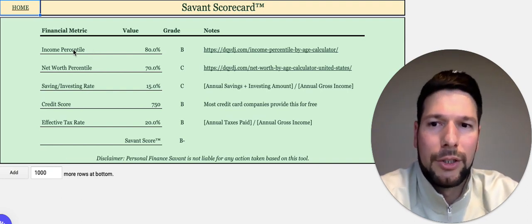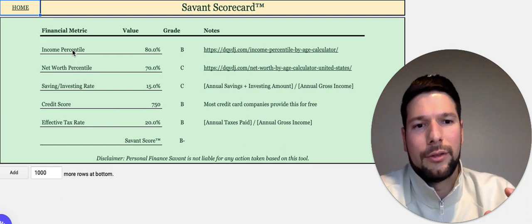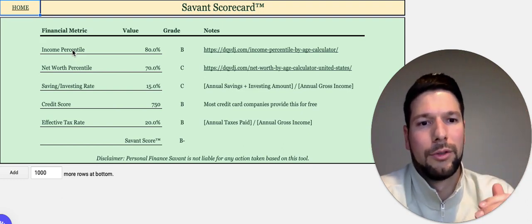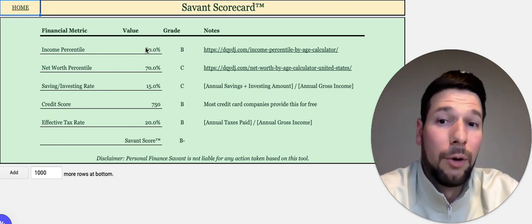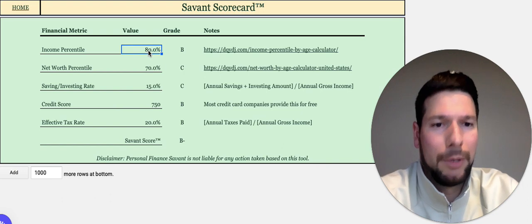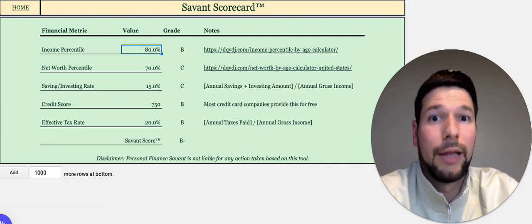The first of which is your income percentile. So this is for your age and how much money you're making. This is the percent of people within your peer group that you're making more money than. So this would say this individual is making more money than 80% of their peers. And there's a very useful link right here that'll help you calculate that for yourself.